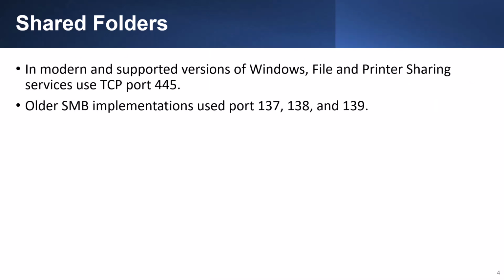In modern and supported versions of Windows, file and print sharing services use TCP port 445. Older SMB implementations use ports 137, 138, and 139.